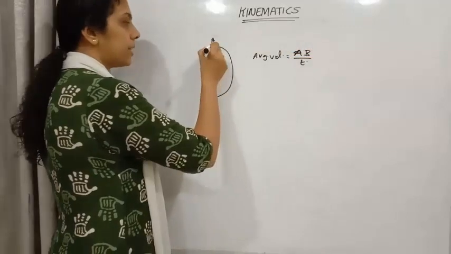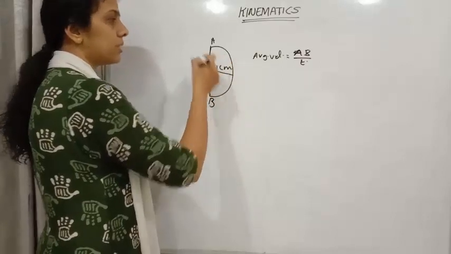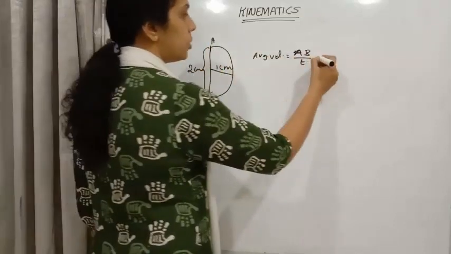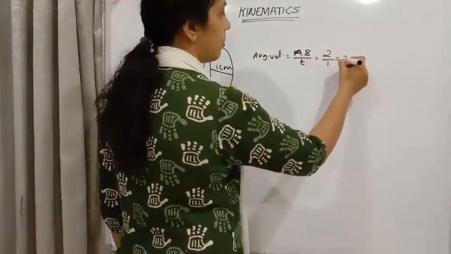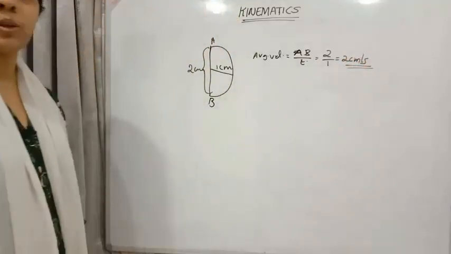So what is AB here? For that, in the question the radius is given as 1 centimeter. So we can write this will be 2 centimeters. 2 divided by 1, it will be 2 centimeter per second. This will be the average velocity.